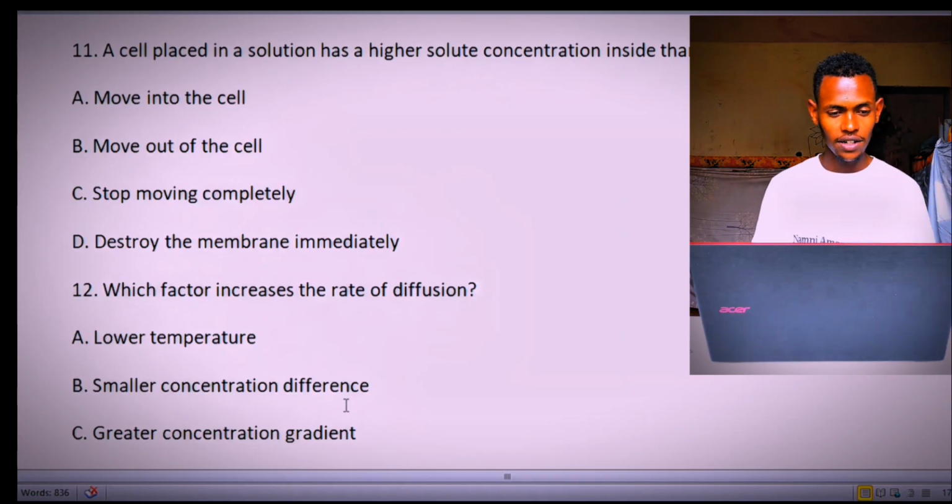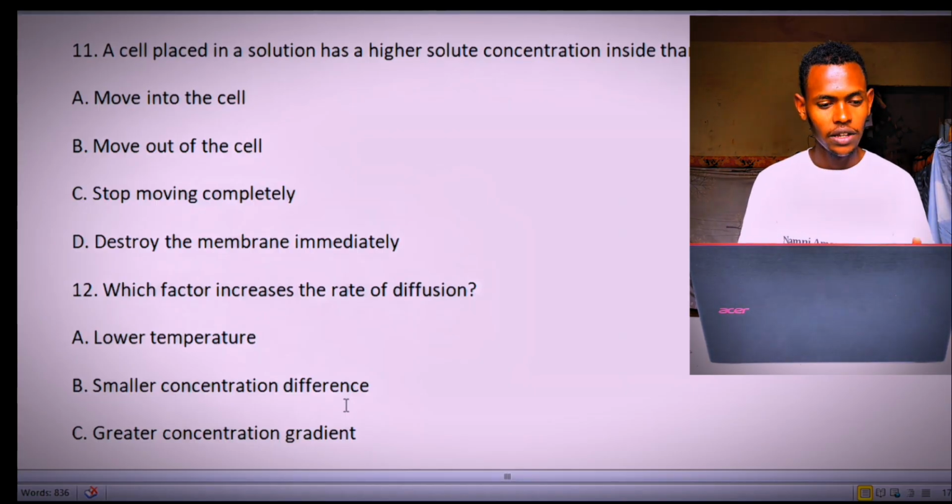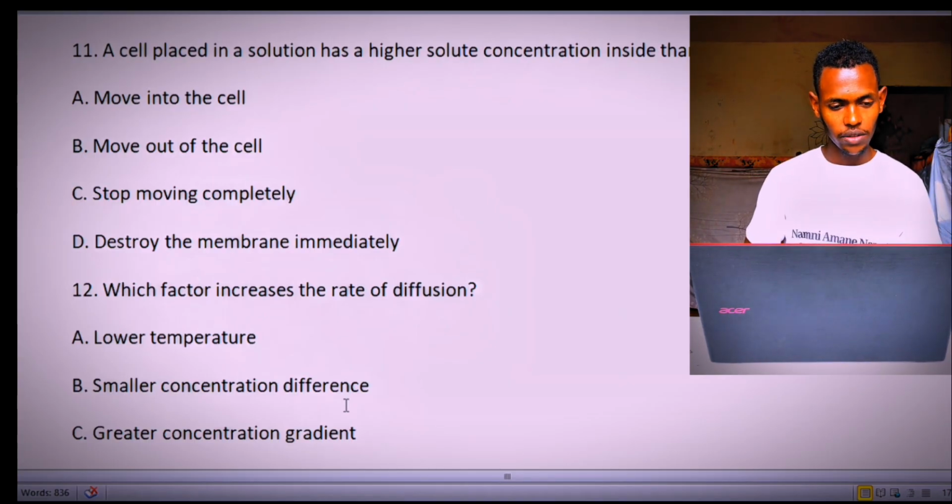Okay, what is the answer? It is A. Water moves into the cell. Why? Because there is a high solute amount in the cell.